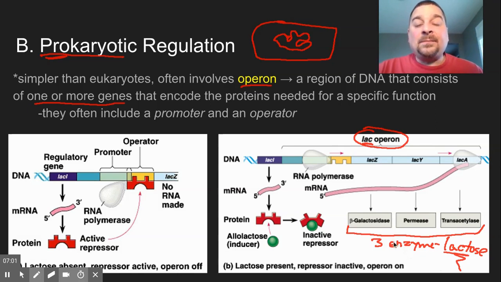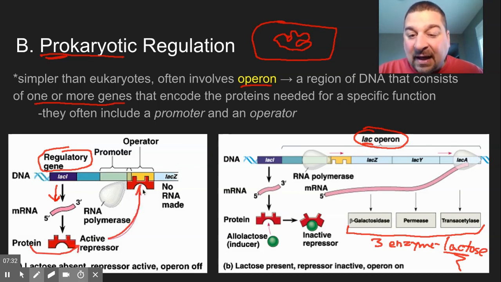But now think about it. If there's no lactose around, does it want to waste time and materials to make enzymes to break down something that's not there? No. So it has a mechanism by which there's a regulatory gene upstream that codes for an mRNA transcript, which goes out, and they have simplified ribosomes in a prokaryote, and it makes a protein called an active repressor. That repressor comes and sticks in the operator.